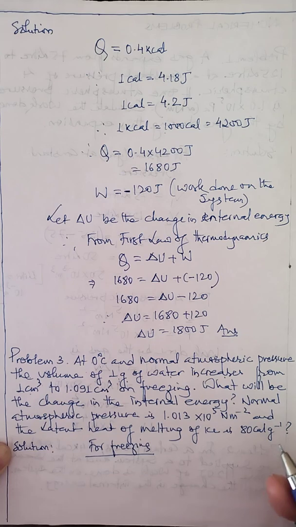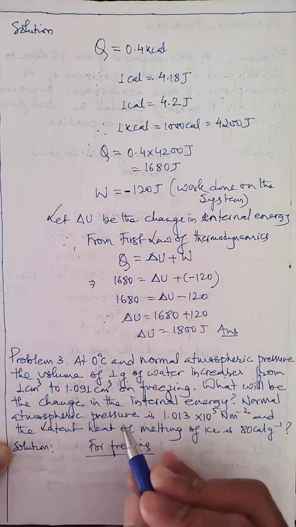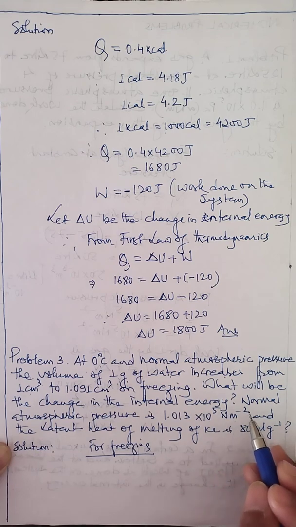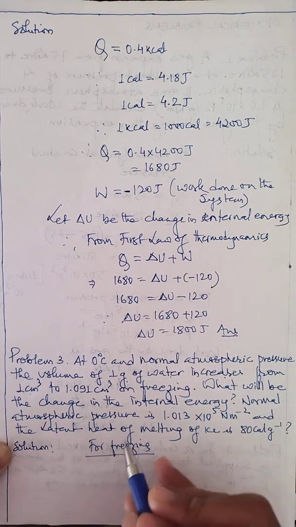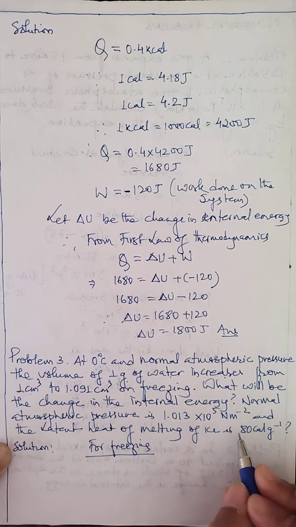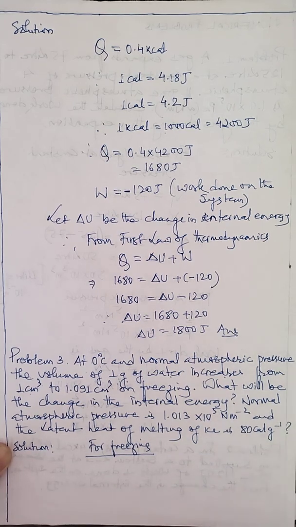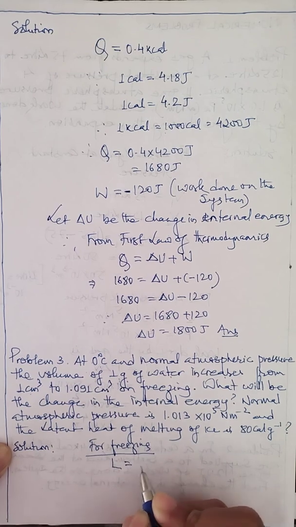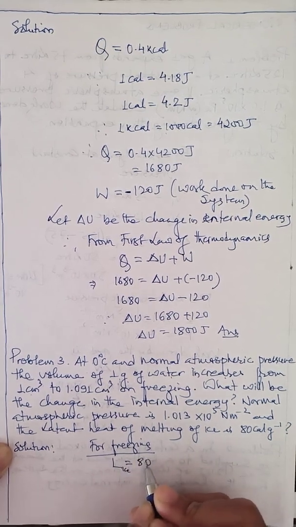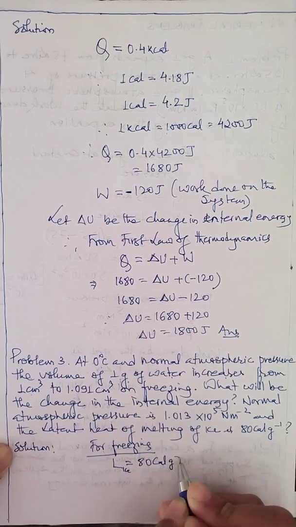Under that case, what is given? The normal atmospheric pressure is given as 1.013 into 10 to the power 5 Newton per meter square, and the latent heat of melting of ice is also given: 80 calorie per gram. This unit of latent heat is in the CGS unit. So L for ice is 80 calorie per gram.